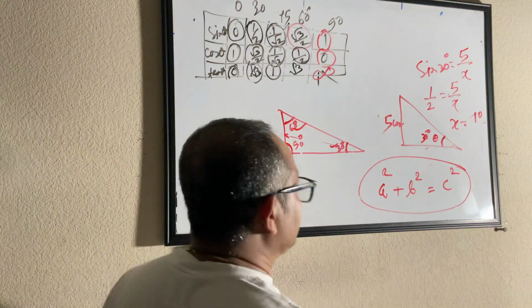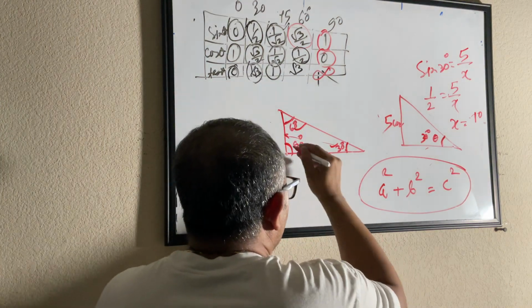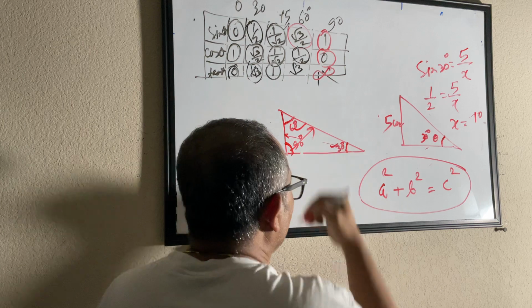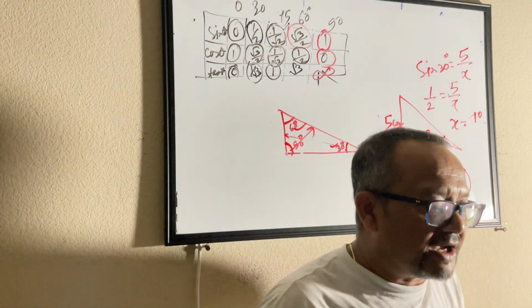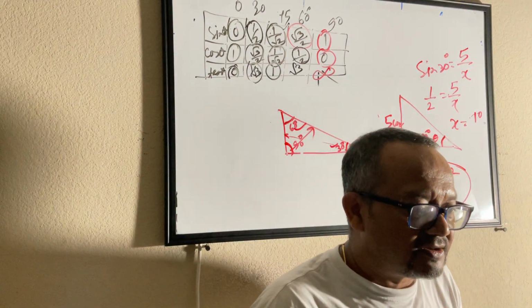See, this angle is 90 degrees. The largest angle is 90 degrees, and that is why your hypotenuse is always the largest side in a right angle triangle.